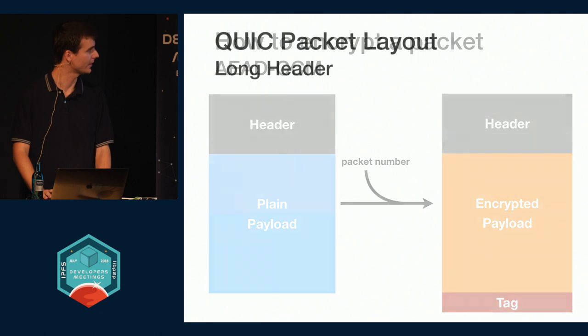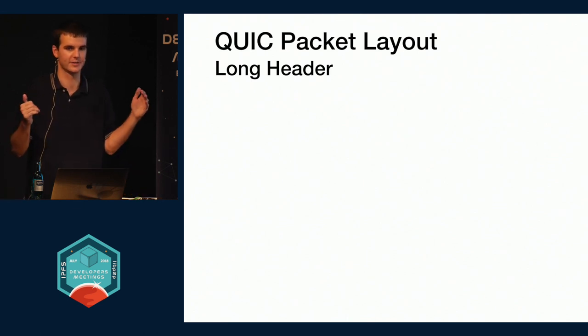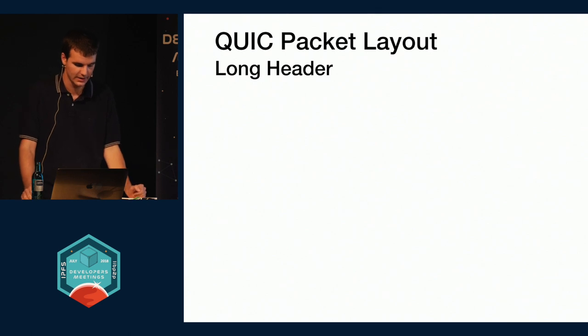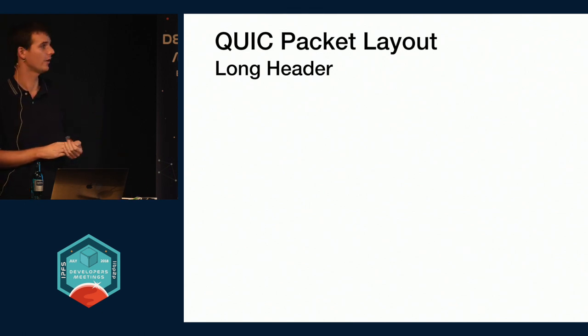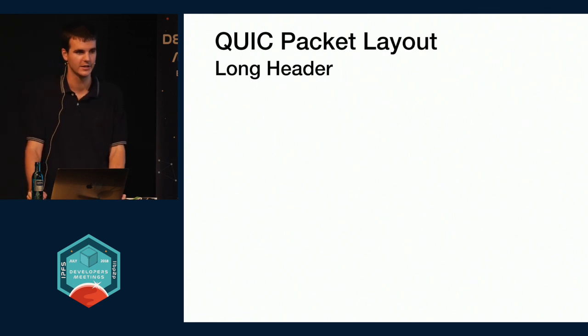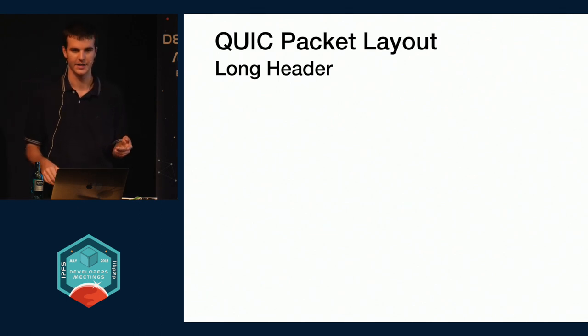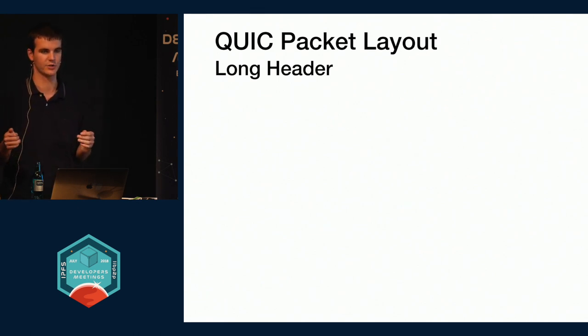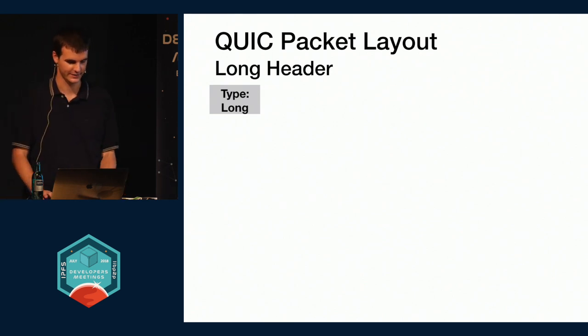I will now show you a bit about the QUIC header. A QUIC packet is just sent as the payload of a UDP packet, and it starts with its own header. There are two types of headers. The long headers are used during the handshake, and they are used to communicate some information. I will show you that later. And after that, when the handshake completes, we're using the short header, which is optimized to be as small as possible. So the long header starts with a type byte, identifying it as a long header.